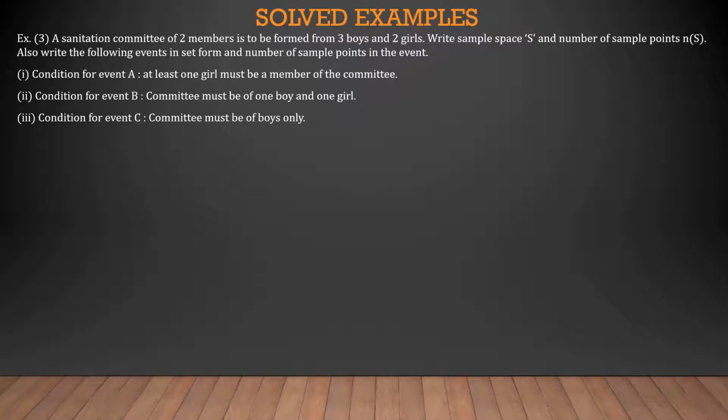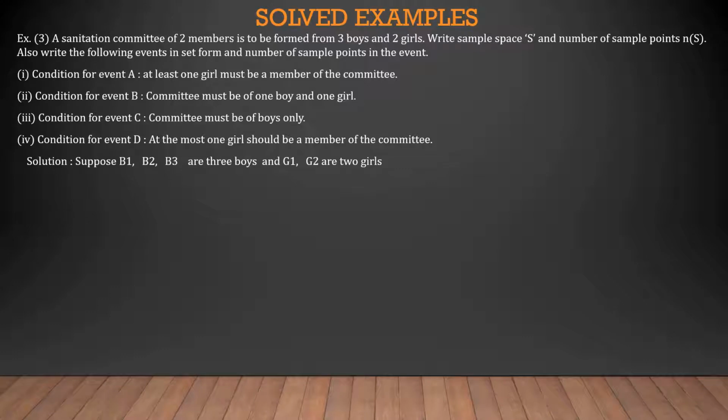Condition for event C: the committee must be of boys only. Condition for event D: at most one girl should be a member of the committee. So we have to find the sample space and write the number of sample points. Also we have to write the events in set form and the sample points in each event.